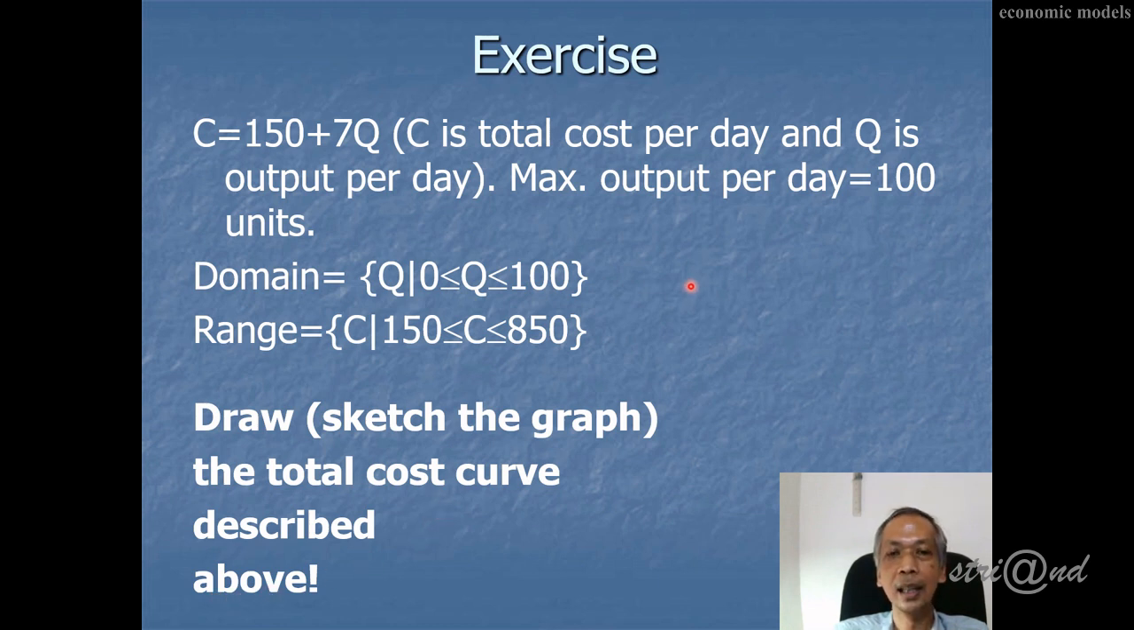Okay, let's see the next slide that will tell us how to put this functional equation into a graph, because we have Q here. The power of the Q here is 1, so it is linear. So we can expect that we're going to find a straight line. The vertical intercept is 150 and the slope is 7. Let's see here.